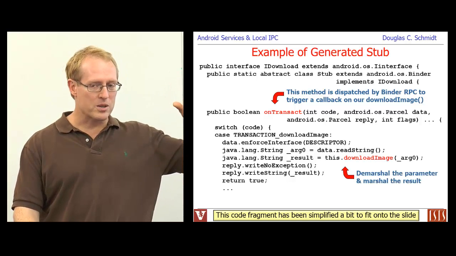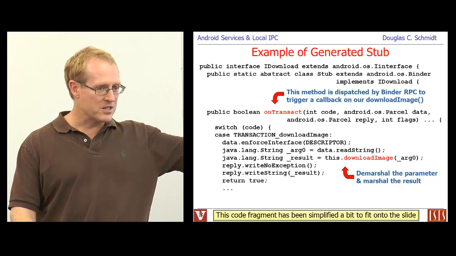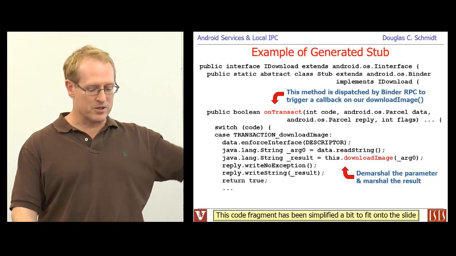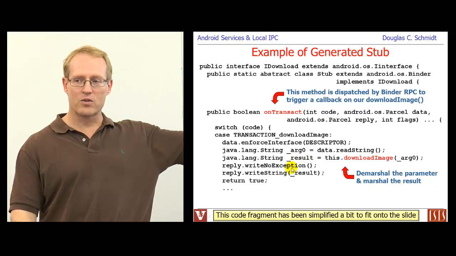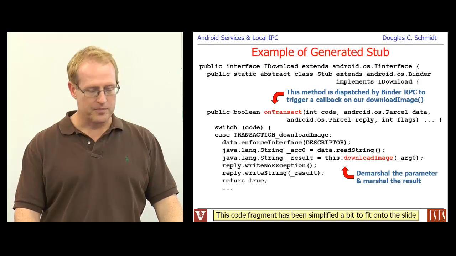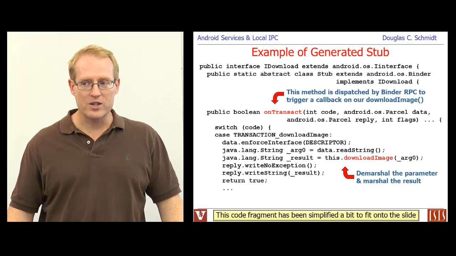And so it demarshals the parameter and passes it to the callback, and then what it comes back here is a string, and it marshals that up as a string, and then that gets sent back over to the client as the reply. Okay, so any questions about that?